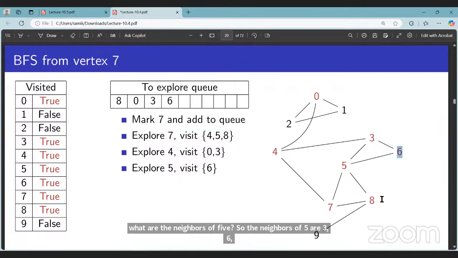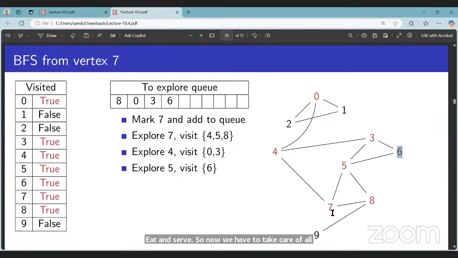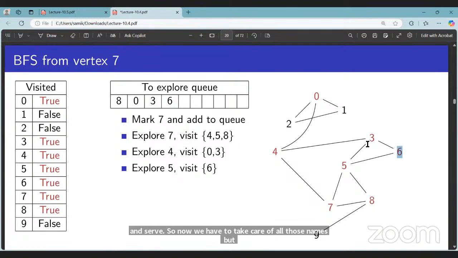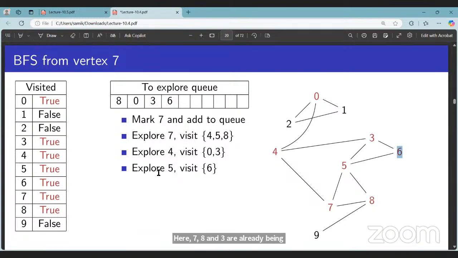So now we have to take care of all those neighbors. But here 7, 8 and 3 are already visited. So that's why we won't account 7, 8 and 3. We'll just take the account of 6. So we'll say that 6 is now visited, so we'll change the status from false to true and add 6 in our queue for exploration.